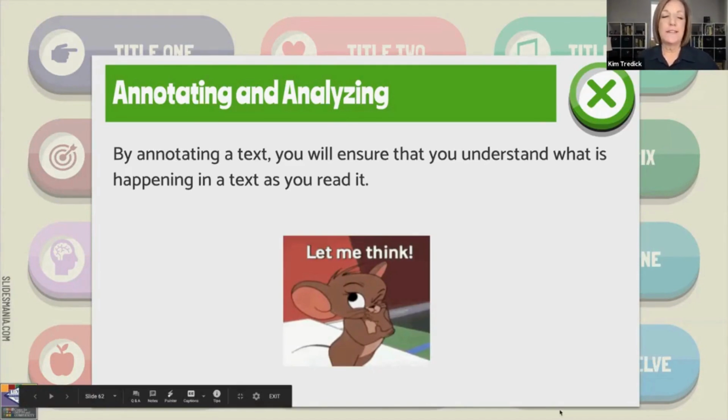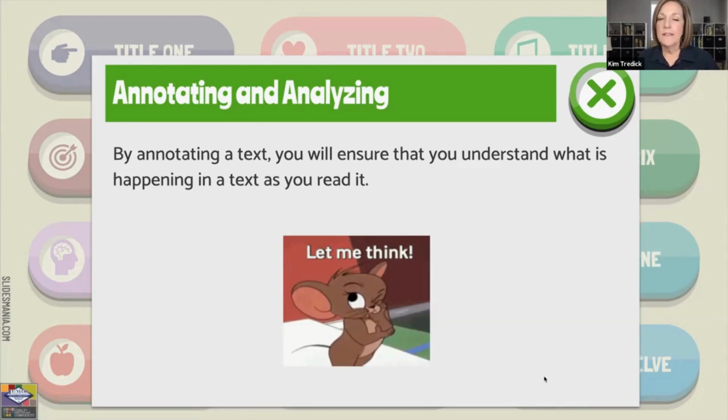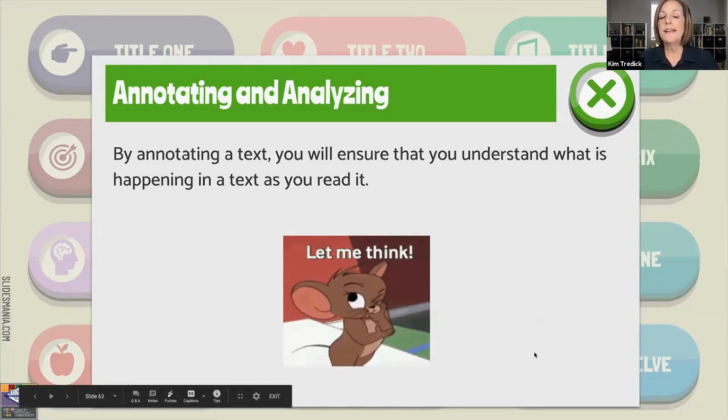Annotating and analyzing. By annotating a text, there are some textbooks and publishers out there that teach kids how to use annotations. Some of you use annotations for your students. For me, as an adult, I annotate with icons. For my students, I taught them to annotate with icons because you can really understand what's happening in the text.